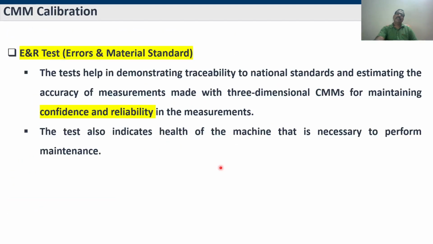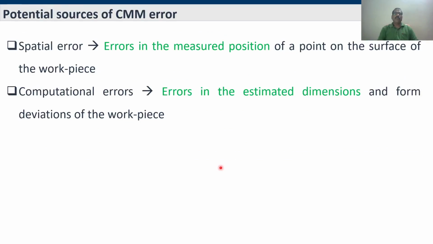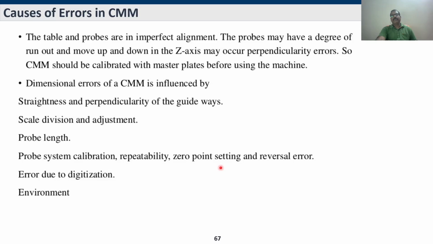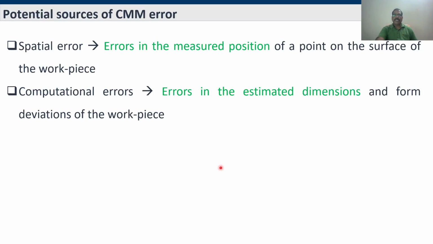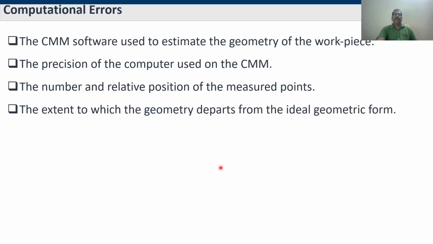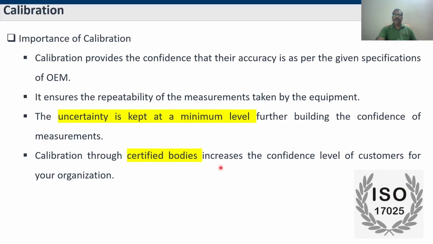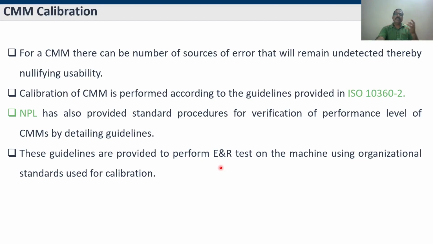So in this video we have discussed what calibration is, why we need to do the calibration, how to do the calibration for CMM, and what the potential causes of errors in a CMM are. Also what spectacle error means, what computational errors mean, and what the ISO standard for calibration is. ISO 17025 is for testing and calibration of machines, but calibration for CMM comes under ISO 10360-2, and we have to do the calibration through National Physical Laboratory in order to ensure the quality of measurement, and to be confident about the measurement readings and precision.